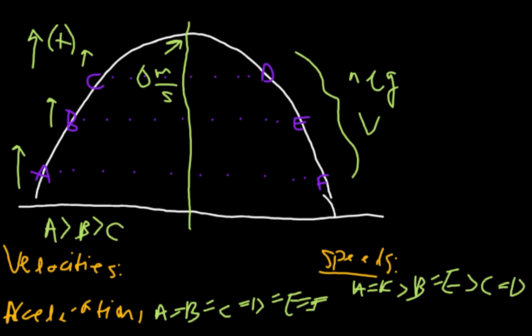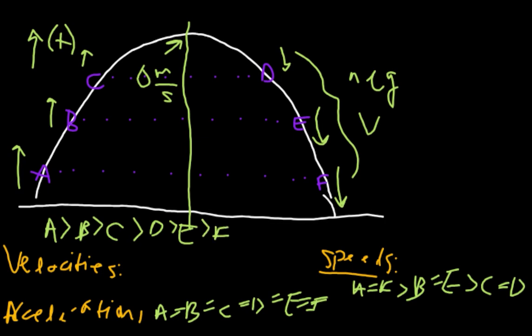Now, which point is moving faster on this side? Point D, E, or F? Well, whichever one has the greater velocity is the one that has the least negative velocity. So if we were to draw arrows coming back down, you can see they're getting larger as we reach the bottom of this parabola. So that means that D has a less negative velocity than E and F. So we go D to E to F.